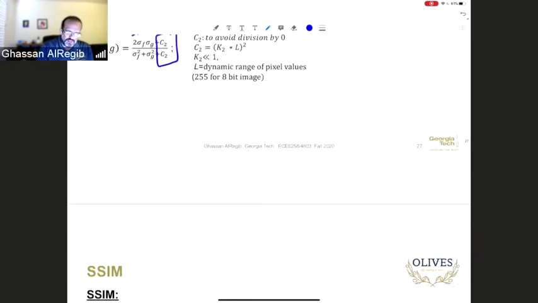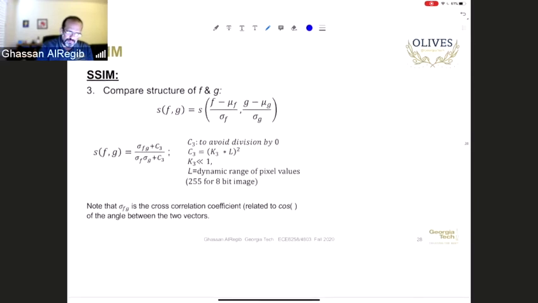Now, after you subtract the mean, and after you normalize and divide by the sigma, all the variations are gone, right? What you will be left with is structure. So what's left in F is the structure in the image, and what's left in G after you subtract and normalize with sigma G is nothing but the structure. And now we'd like to compare these two structures with each other, the structure in F and the structure in G. We look at the cross-correlation coefficient, sigma FG, as the main coefficient.